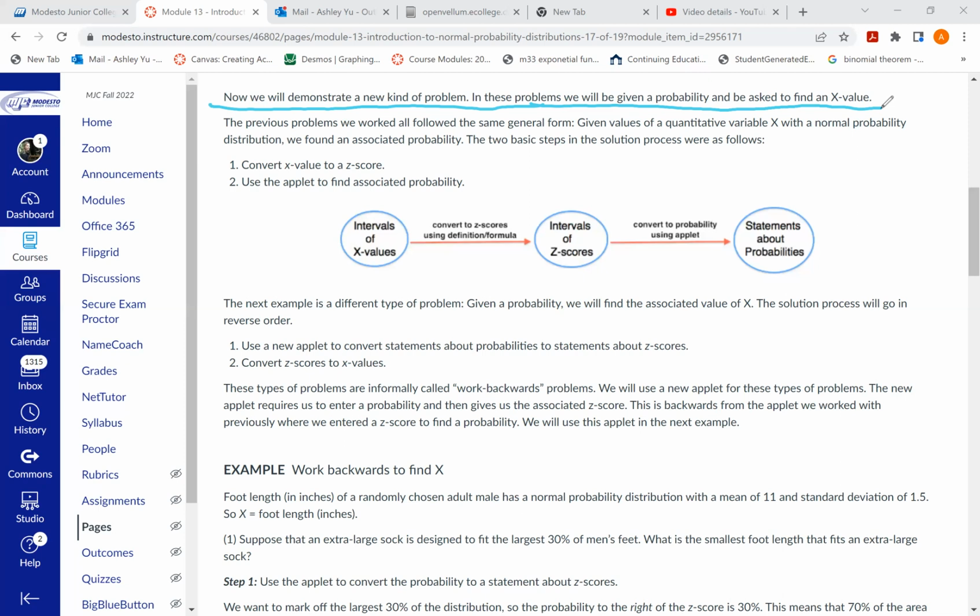That's kind of crazy. It's pretty much asking the opposite of what we've been asking before. You were given an x value, and then you find the probability. Now they give you a probability, and you have to find an x value.